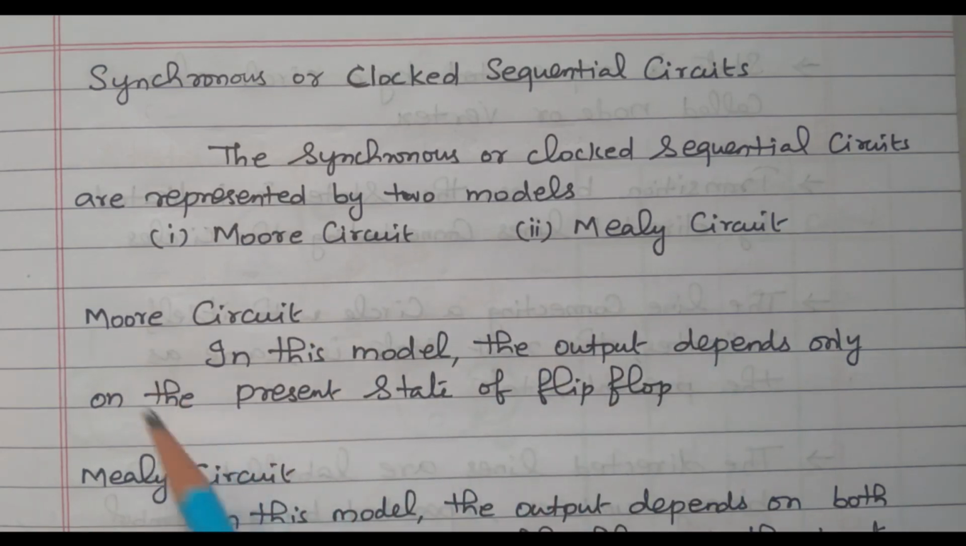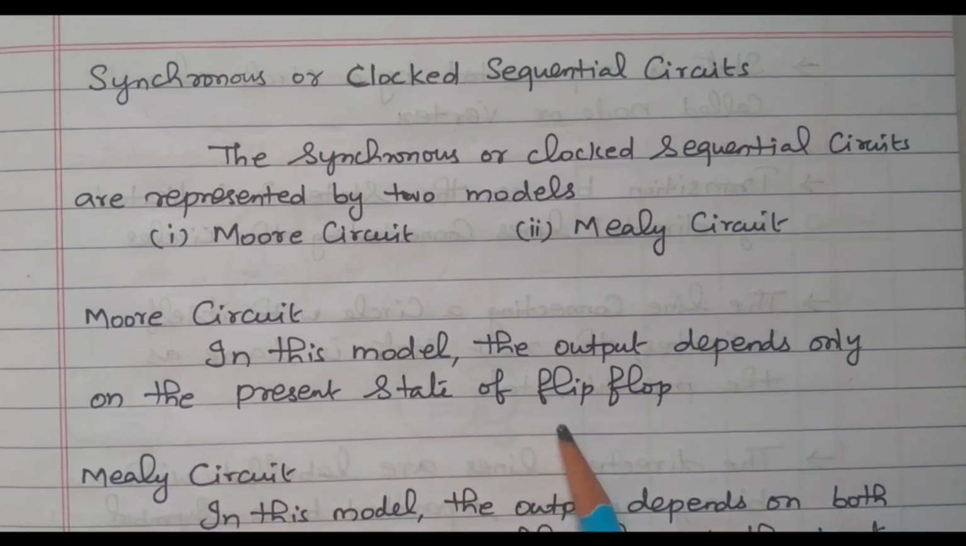So the Moore circuit is nothing but a model in which the output depends only on the present state of the flip-flop. Right, in the Moore circuit there is a present state and a next state. So the output depends upon only the present state of the flip-flop, that is called a Moore circuit.